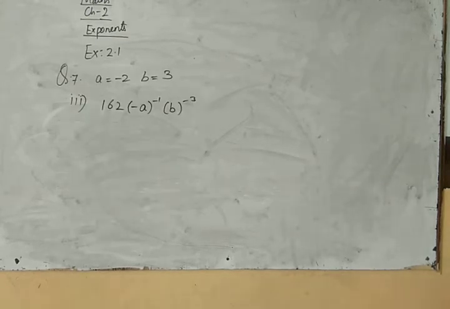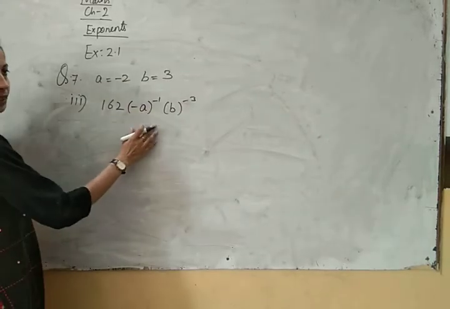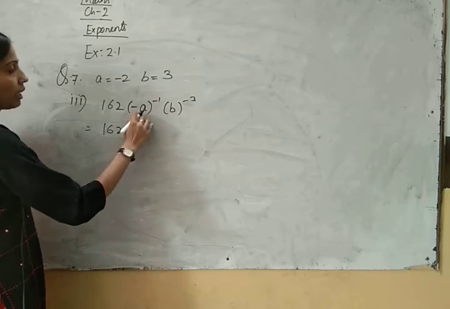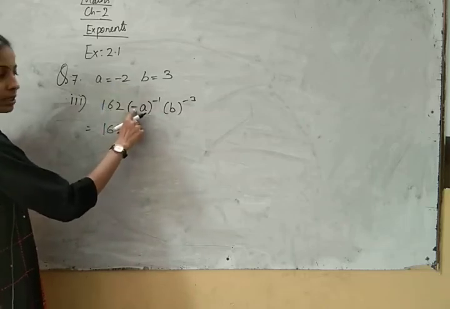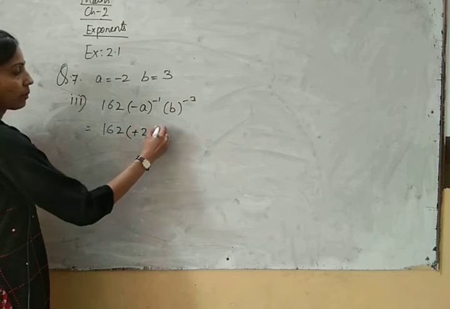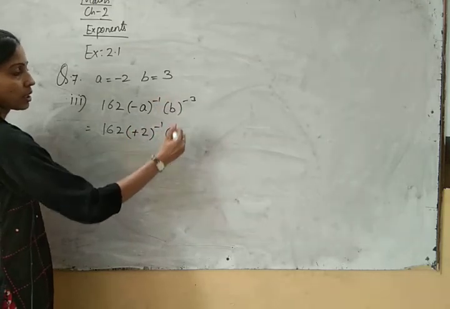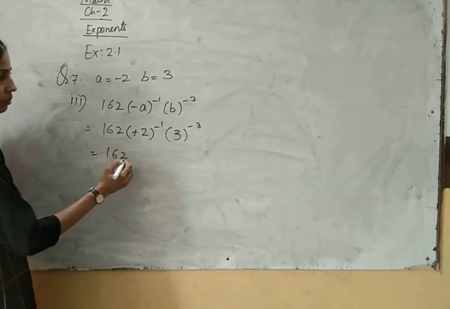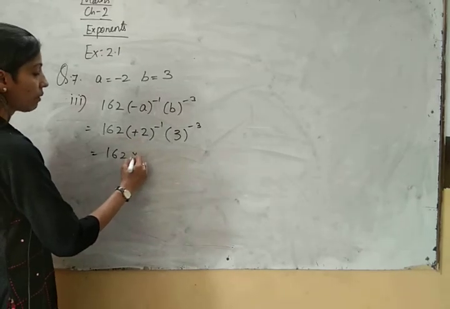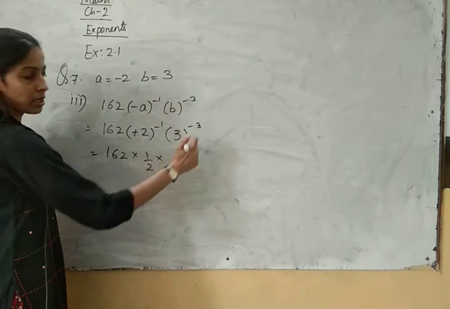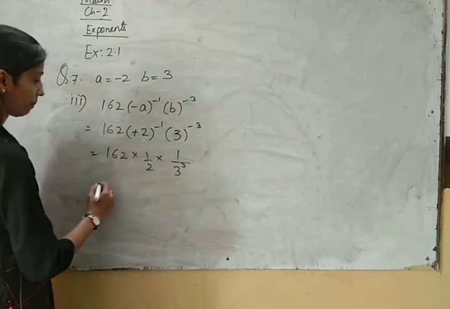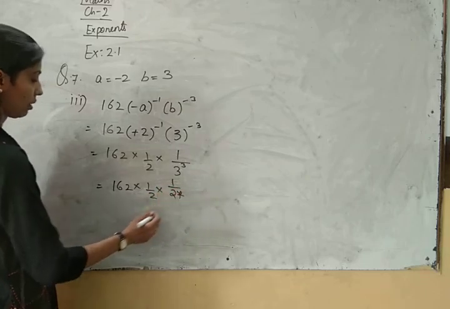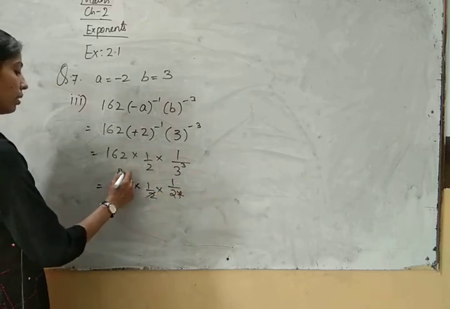Now in 7th question, you have to put values and then find the answer. 162. A will be minus 2. We have already minus here. It will become plus 2 to the power minus 1. For B we use 3 and minus 3 will be the power. 162. 2 to the power minus 1 will become 1 upon 2. 3 to the power minus 3 will become 1 upon 3 to the power 3. 162, 1 upon 2, 1 upon 27. 2 8s are 16, 2 1s are 2.